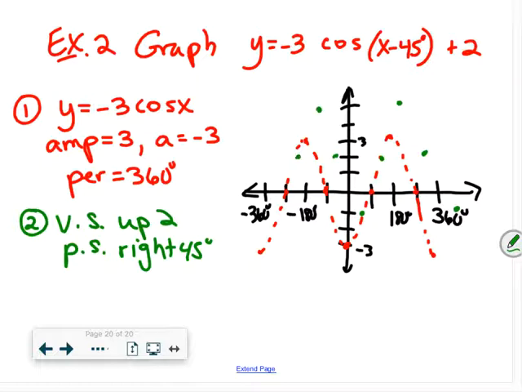Yeah, I know, really quick. On the quiz, will you give us graphs? No, I don't believe I do.